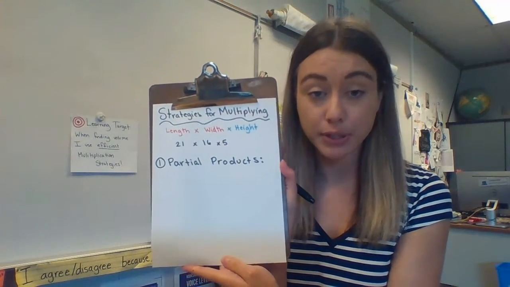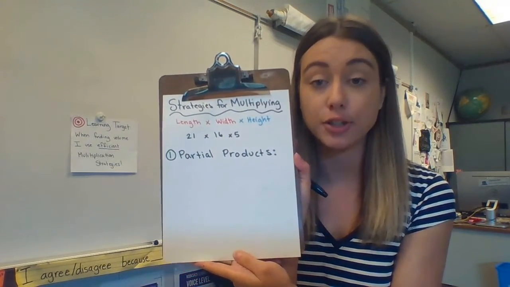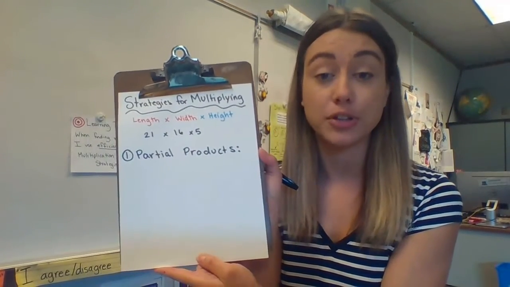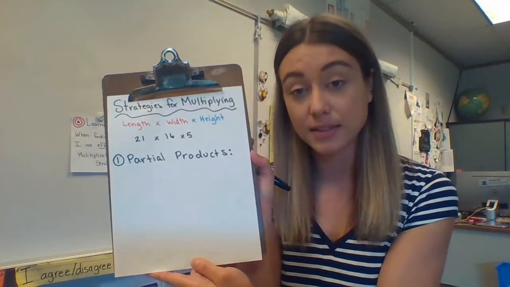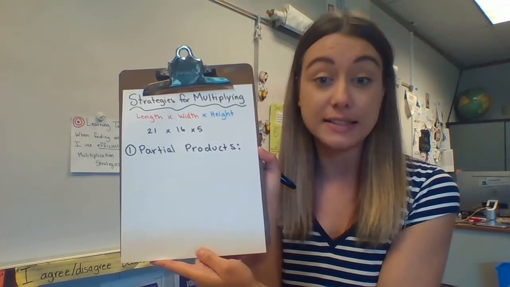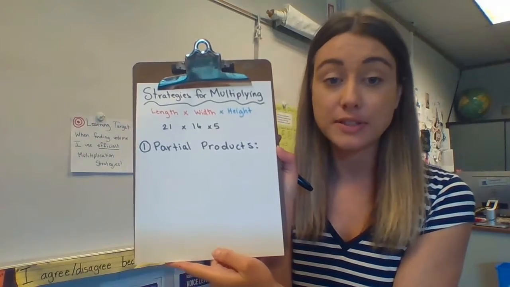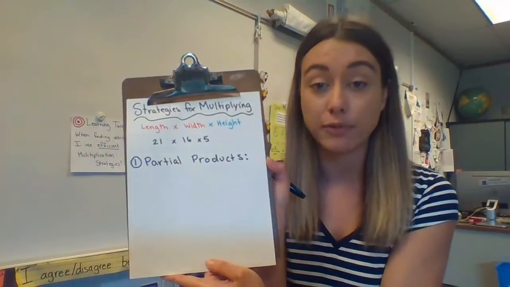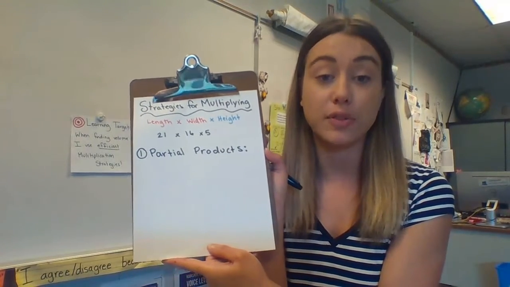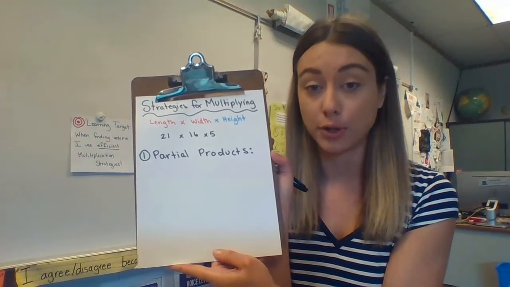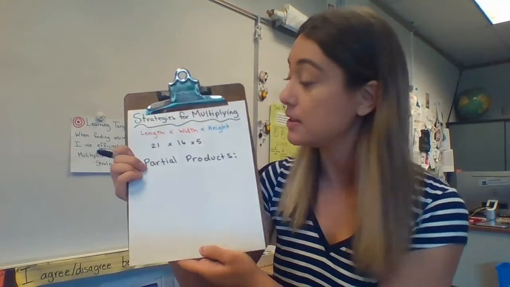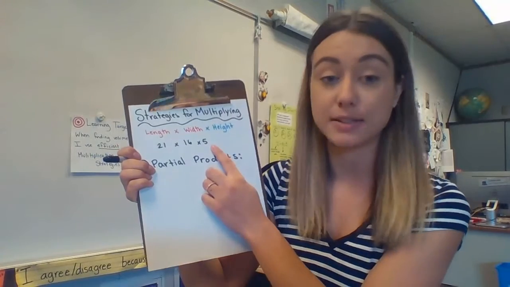Our first strategy for multiplying big numbers will be partial products. And you might remember this strategy as the take apart strategy, where you take apart the numbers in the ones and the tens to find an easier way to multiply them. So friends, you can see at the top of my sheet, I have length times width times height, because we still are doing volume. So I want to show you how to use this strategy for multiplying in a volume equation. Our length is 21, our width is 16, and then our height is 5.